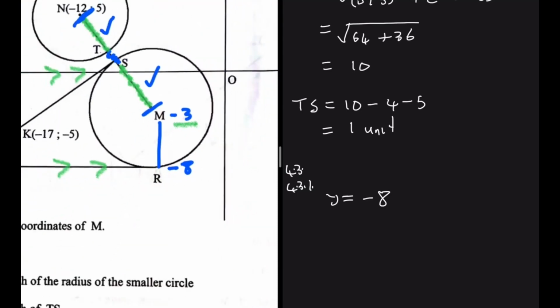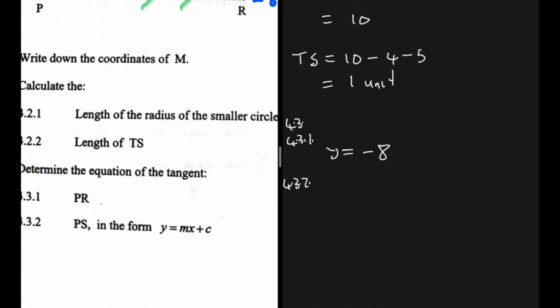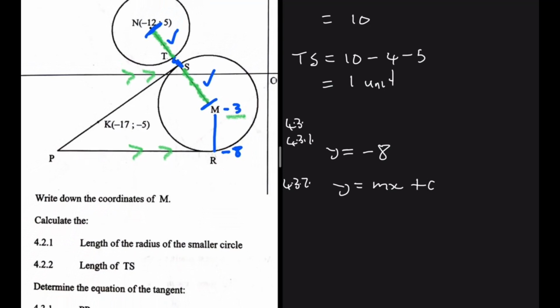But then the really interesting question here is actually 4.3.2. So for 4.3.2, we need to find the equation of the tangent PS in the form y equals mx plus c. So let's go and do some analysis. Let me just get rid of all this junk so that we can have a bit of clarity.